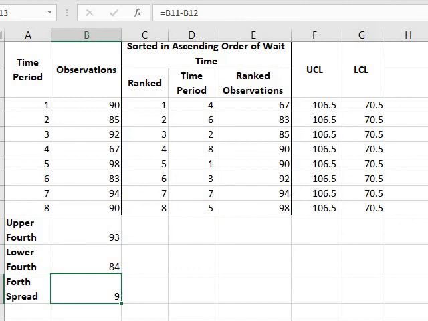Then I was able to calculate my fourth spread, which, as you recall, is the upper fourth minus the lower fourth, which gave us 9. And with those 3 numbers, I can now calculate my upper control limit as well as my lower control limit. As you can see, the upper control limit is the same for all of our time periods, and this is also the same for the lower control limit. So with the upper control limit, I took the upper fourth, added 1.5, and then multiplied by the fourth spread. For the lower control limit, I took the lower fourth minus 1.5 and then multiplied by the fourth spread.